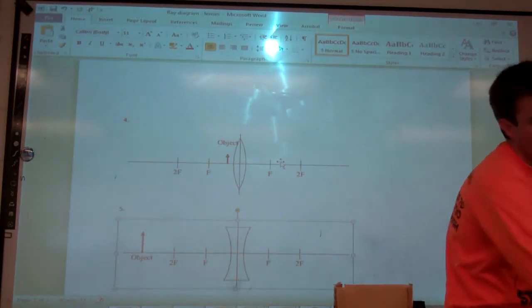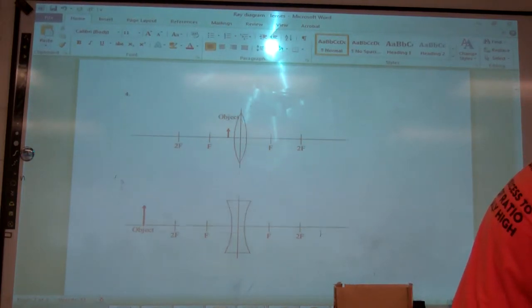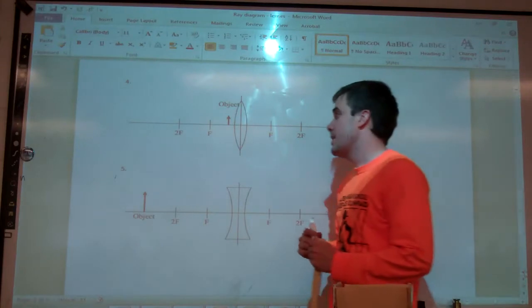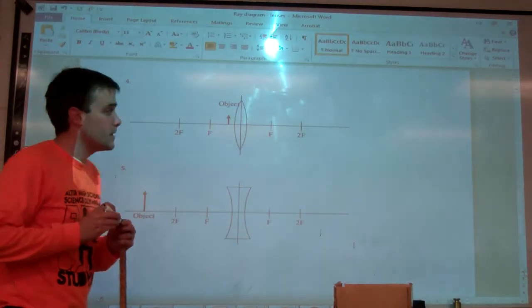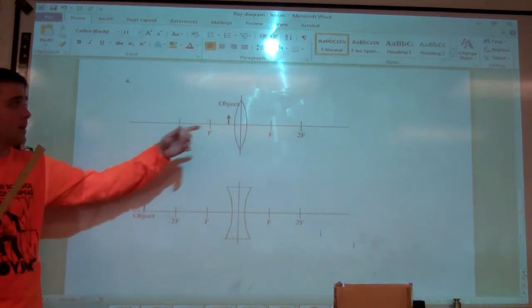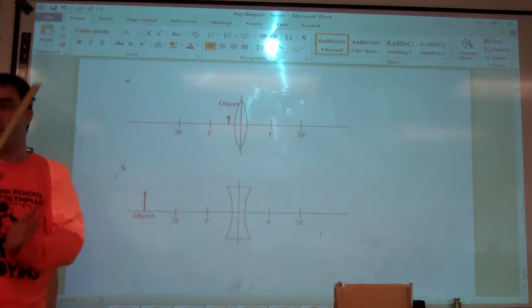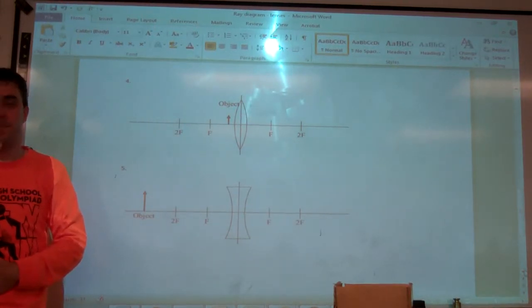One thing I didn't put on this one because it's the same as before: what do you think happens if we actually had the object on the focal point? You don't need to write this down. There'd be no image formed because the rays would be parallel. Does that make sense to everybody?